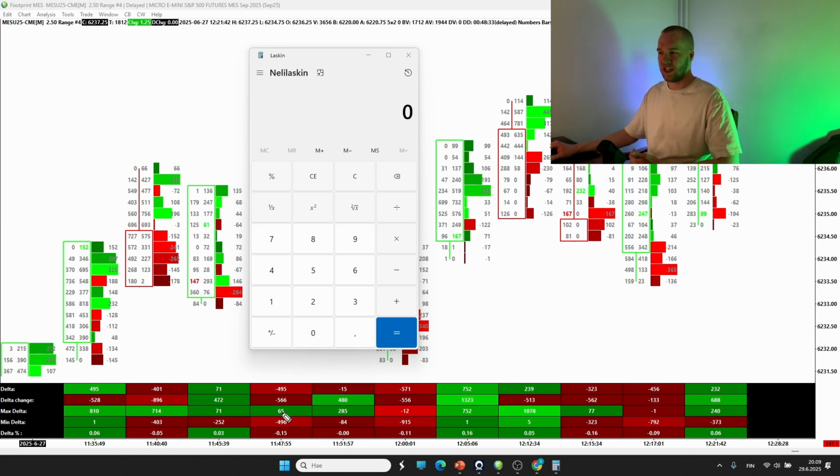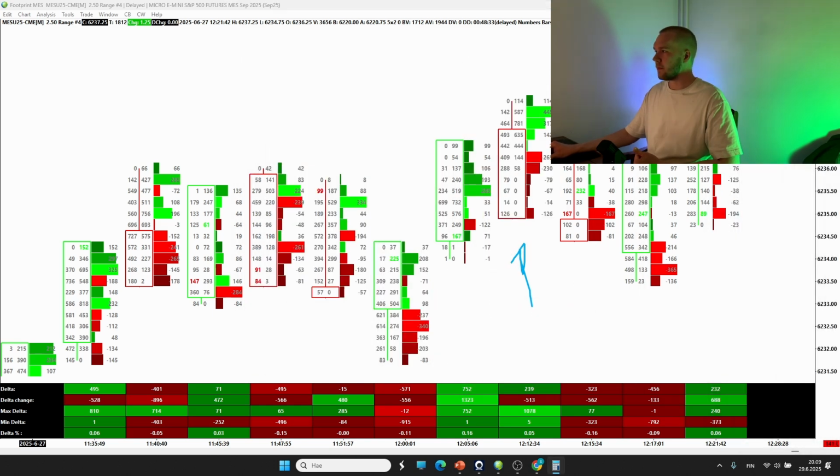Now, if you don't believe me, you can take any of these. I'll actually move my thing here. You can take any of the footprints here, as many as you like, and you can make your own calculations whether it matches these or not. And I can guarantee you it matches perfectly.